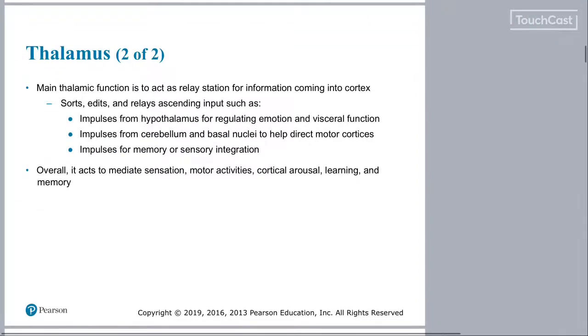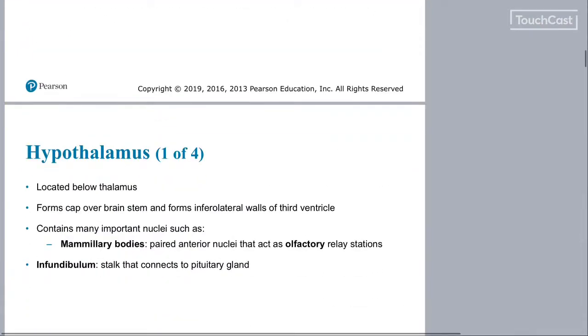The thalamus's main function is to act as a relay station, like I said, for information coming into the cortex. It's going to sort, edit that, relay it, and send it exactly where it needs to go. Things like impulses from the hypothalamus for regulating emotion and visceral or organ functions. Impulses coming from the cerebellum and the basal nuclei help direct our motor movements. Impulses for memory or sensory integration. Overall, it acts to mediate sensations, motor activities, cortical arousal, learning, and memory. So super important functions that it has.